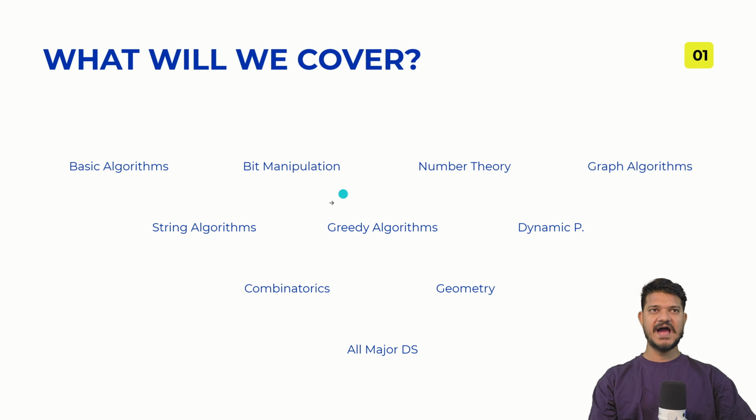All right, and I have put out these data structures and algorithms, right? It doesn't mean we are only going to cover these. I have put down all of the major categories. If I might have missed some categories, do let me know in the comment section. All right, so this is what we are going to cover in this series.